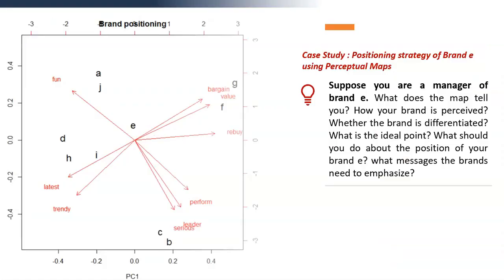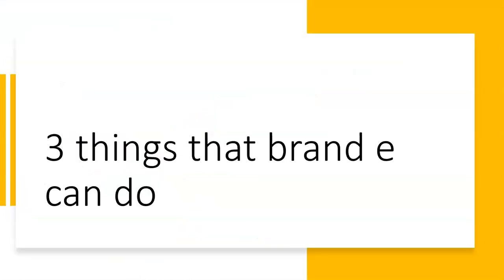Next we will discuss one case study and understand the positioning strategy of brand E using this perceptual map. Suppose you are a manager of brand E, what does the map tell you? How your brand is perceived, whether the brand is differentiated, what the ideal point is, what you should do about the position of your brand E, and what messages the brand needs to emphasize. So we'll cover all that.